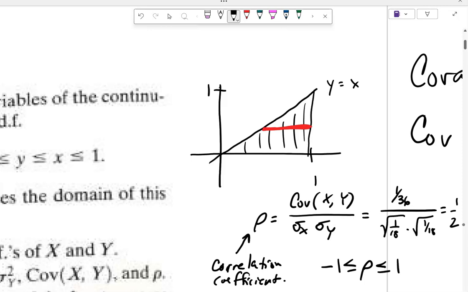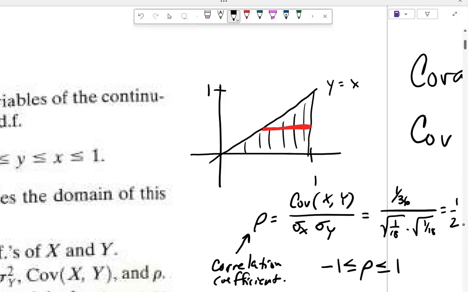Now, there's a whole thing in statistics talking about correlation versus causation. Correlation just says that they are related. It doesn't say one's causing the other. Okay?